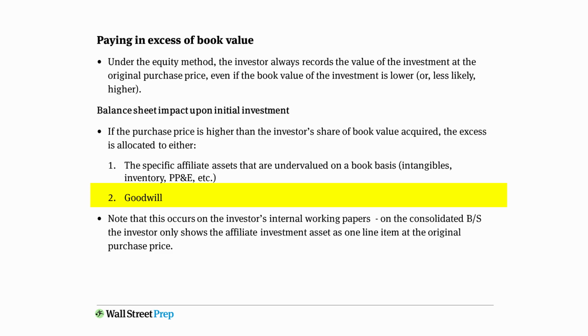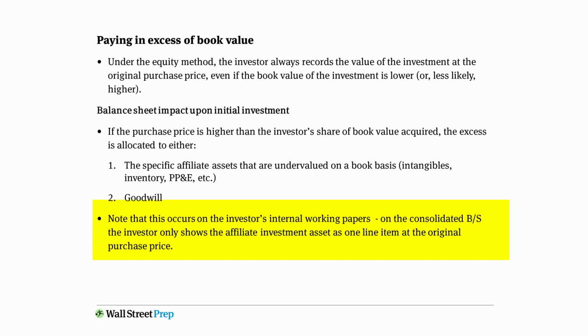Notice that this occurs on the investor's internal working papers. You don't actually see this on the face of the income statement or the balance sheet. On the face of the consolidated balance sheet, the investor only shows the affiliate investment asset as one line item at the original purchase price, just like in the prior examples where we paid exactly book value.